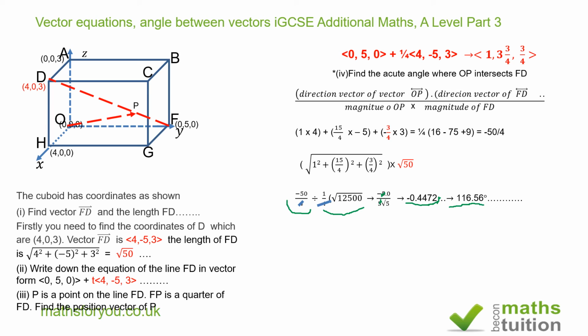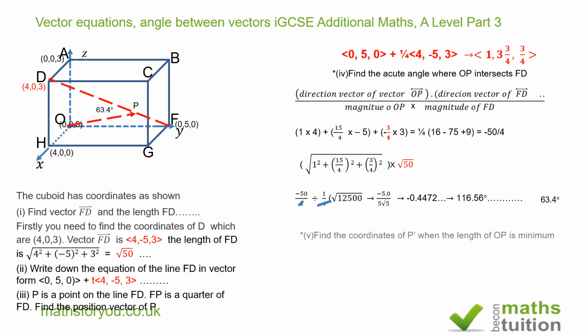The angle is 116.56. But we're looking for the acute angle, this acute angle there. So if we now subtract 116.56 from 180, we end up with 63.4 degrees. So this angle here is 63.4 degrees. Okay, as required.